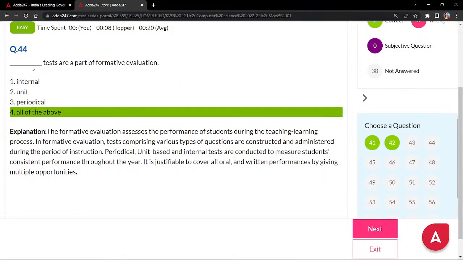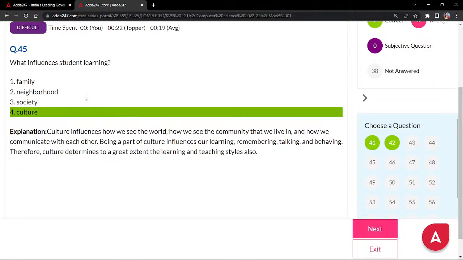Next, dash tests are part of formative evaluation. So internal, unit, and periodical: all tests are part of formative evaluation. Next, what influences student learning? Answer is culture. Culture influences the student for learning.